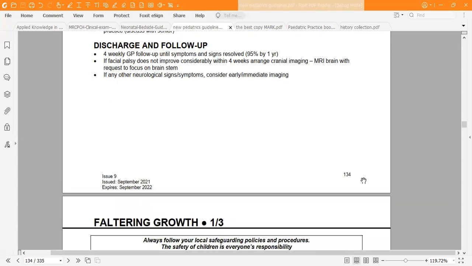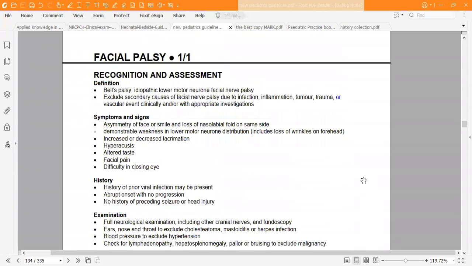Okay, so that's all. It's only one page, facial palsy guidelines. Doctors, I wish you enjoyed it. I wish you get benefit from this. It's very important even for theory exams as well.